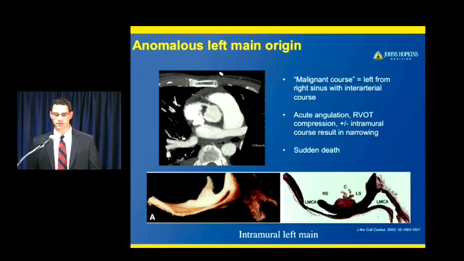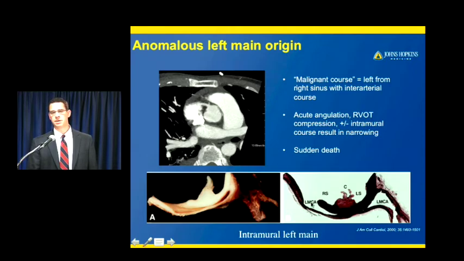For instance, in this patient, the patient came after having collapsed on a treadmill while exercising and had to be resuscitated. So certainly a very risky lesion. That's why it's called a malignant course. Interestingly, a lot of times this is associated with an intramural course. If you look at this pathology image, you see that the vessel travels within the wall of the aorta. So in this space between the aorta and the pulmonary artery, oftentimes you'll see the vessel traveling in the wall of the aorta and then distally popping out.